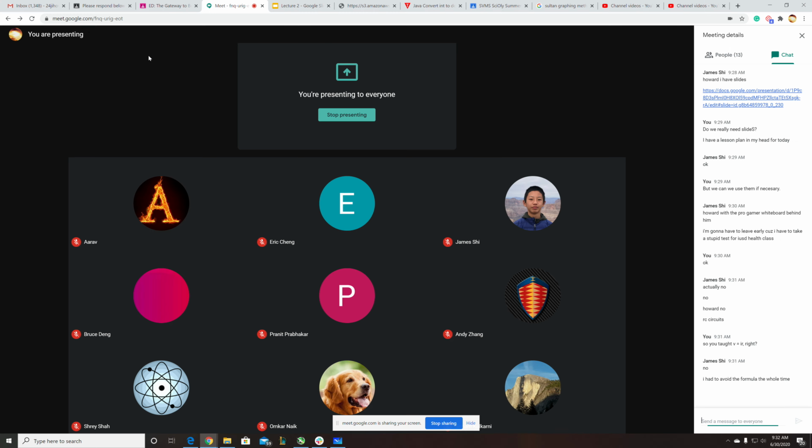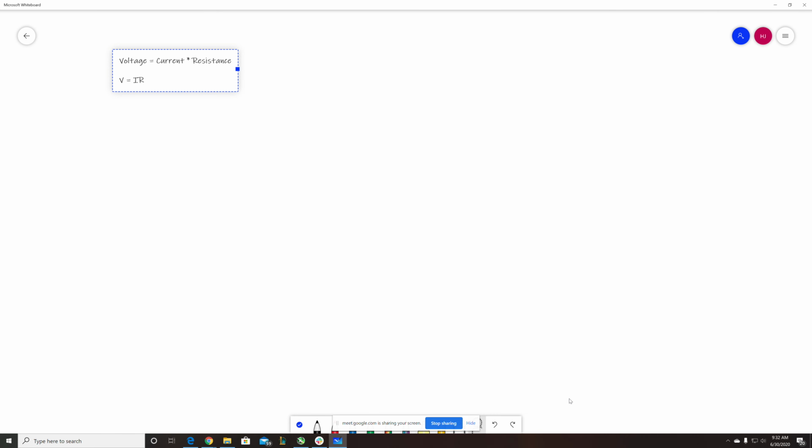Okay, so this is getting a little confusing, so I'm just going to explain what V equals IR means in my terms. I don't know if James actually taught you this. Current times resistance. Can everyone see my screen? So V equals IR. Basically, voltage is equal to current times resistance.